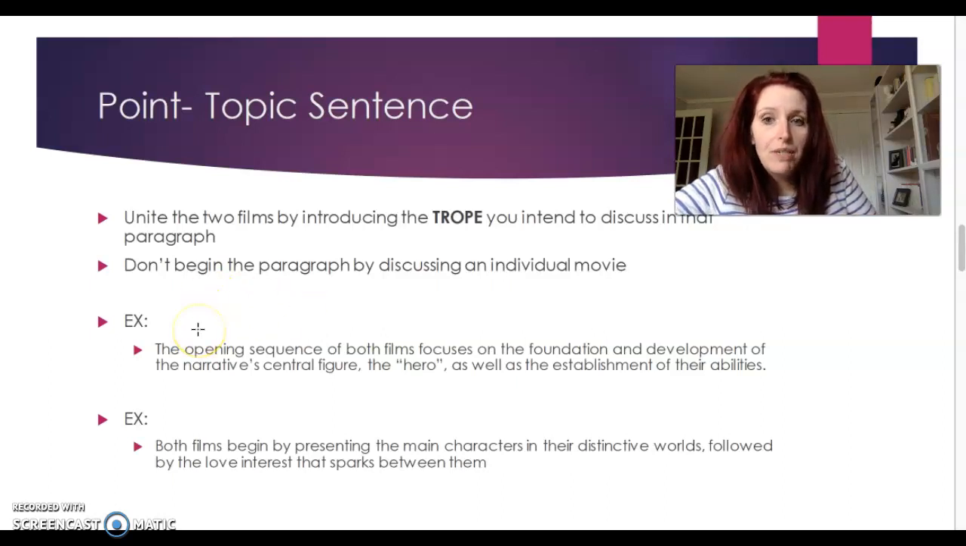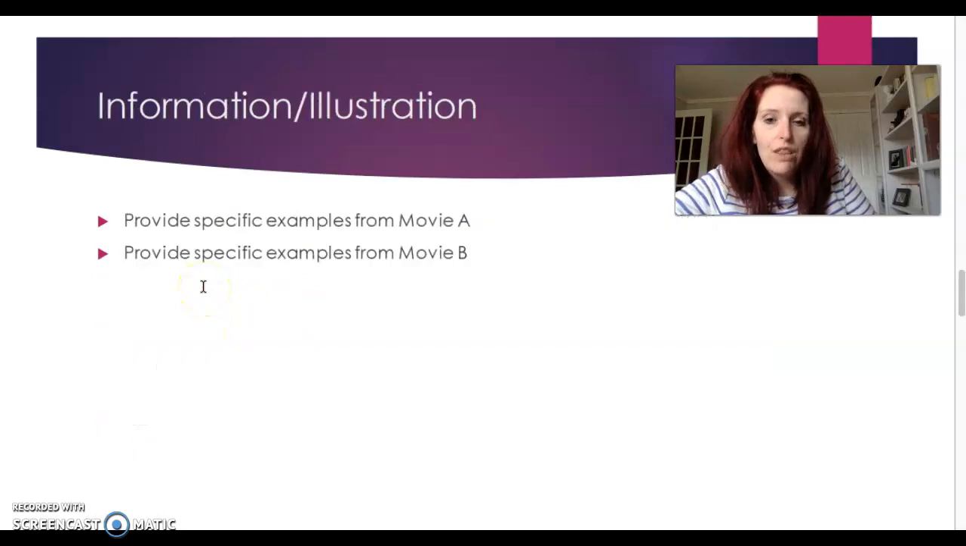After you have your topic sentence with your trope, you then can begin to break them up and talk about each film individually. You want to provide specific examples from movie A and specific examples from movie B. Remember, movie A is always going to be movie A, movie B is always going to be movie B. I don't care which is which, as long as you keep the consistency in how you talk about them.